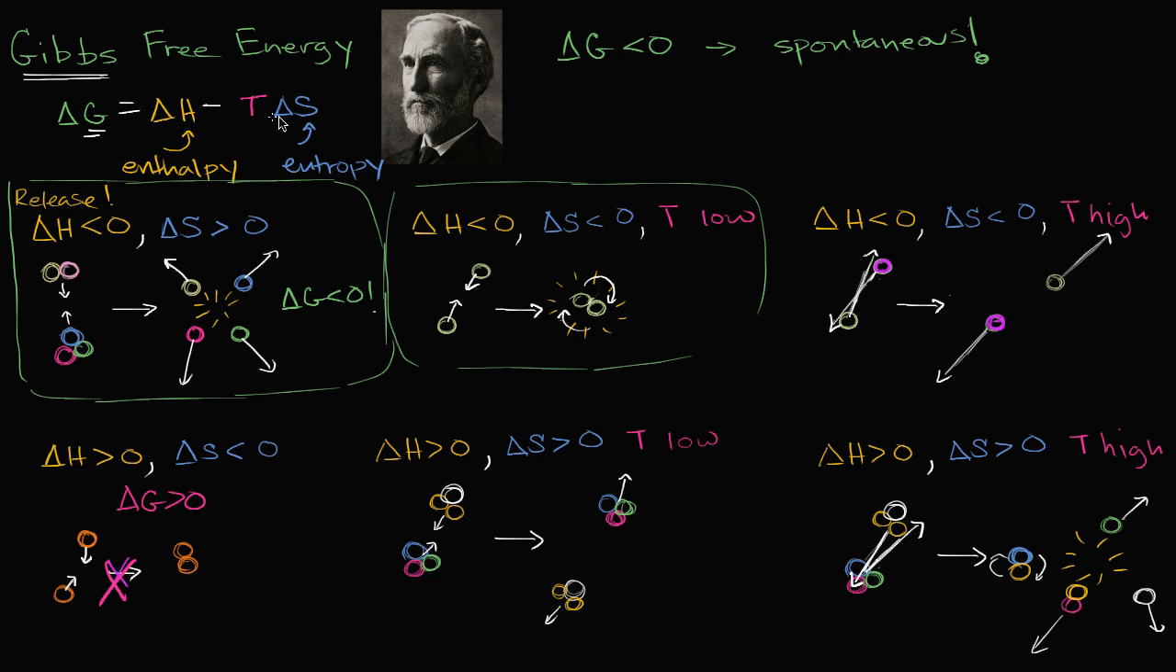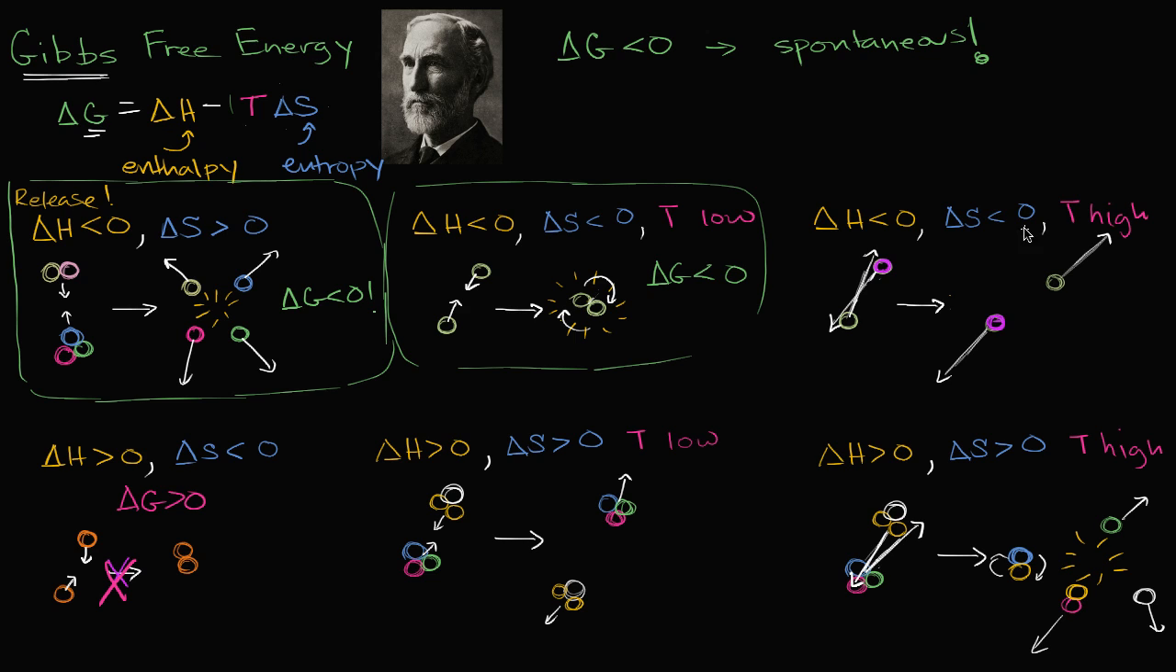And we always want to go back to the formula. If this is negative and this is negative, well, this is going to be a positive term, but if T is low enough, this term isn't going to matter. T is, you can view it as the weighting factor on entropy. So if T is low, the entropy doesn't matter as much. Then enthalpy really takes over. So in this situation, we're assuming T is low enough to make delta G negative, and this is going to be spontaneous.